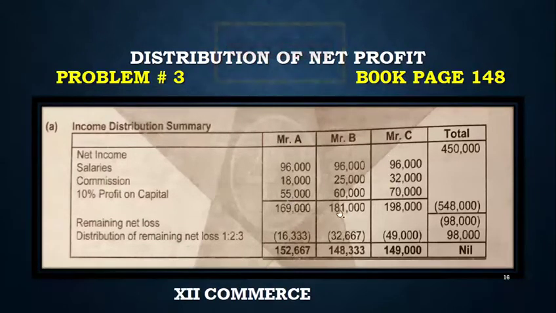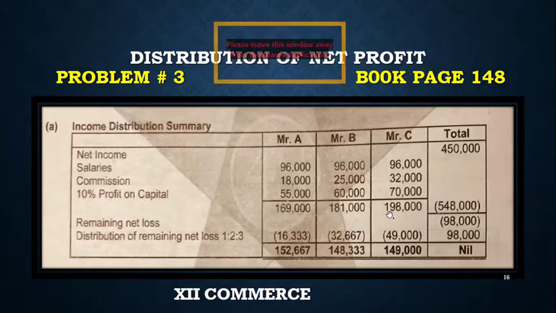A, B and C, we will do horizontal totaling of this. 169,000, 181,000, 198,000. This is your horizontal totaling. Clear? Then 450 minus 548. Yes, here this amount is bigger. What will be the answer? This will be your negative answer, 98,000, and this is your negative answer.